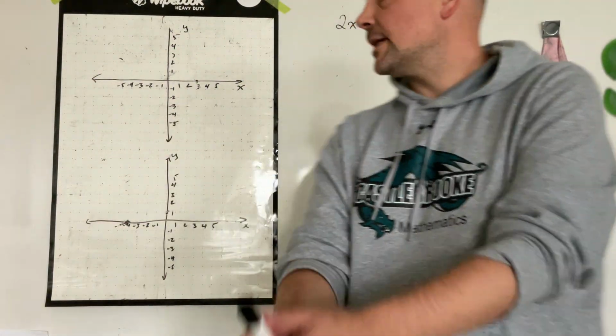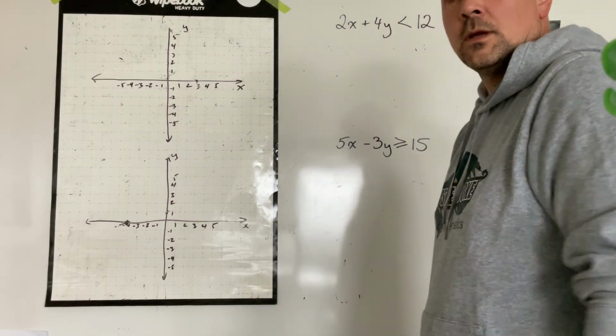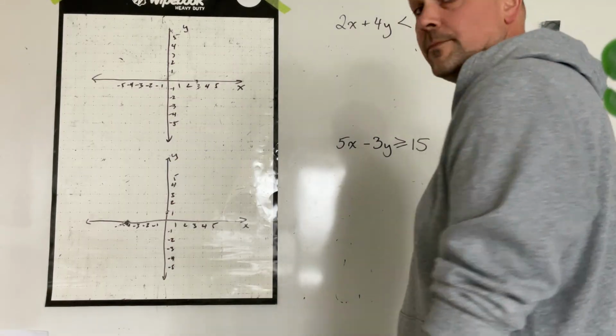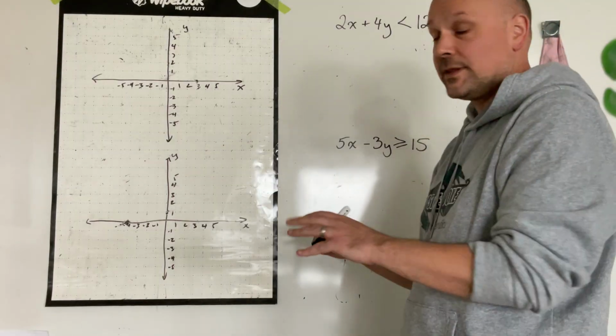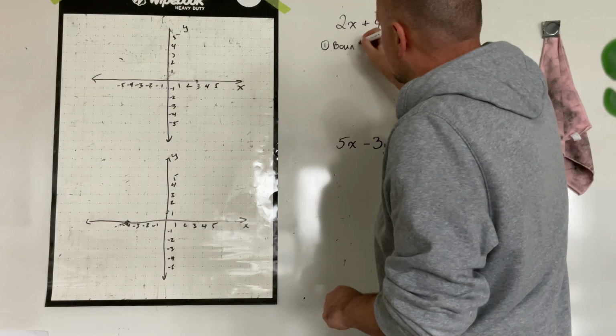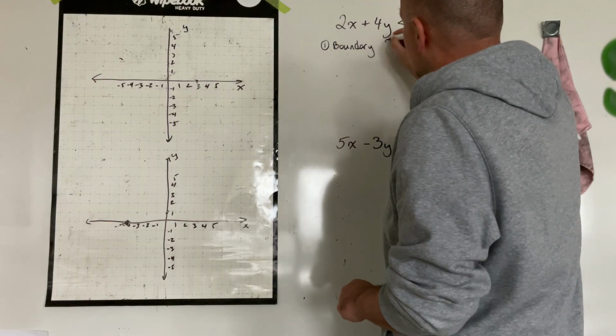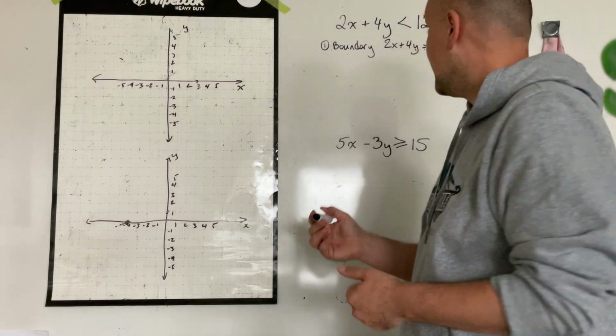Okay, now we're going to take a look at standard form inequalities. When we have an inequality, we know that the first thing we have to do is graph the boundary. And the boundary is 2x plus 4y is equal to 12.